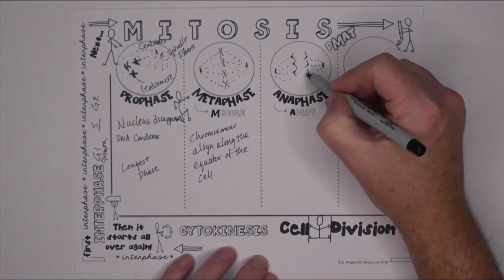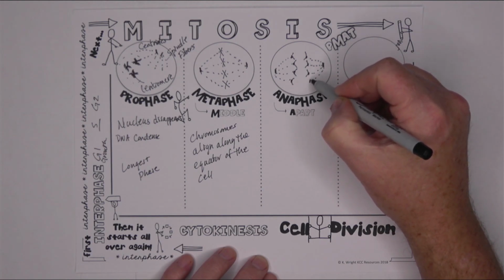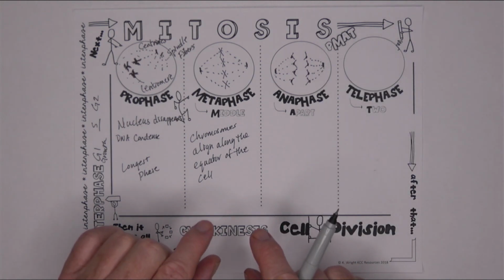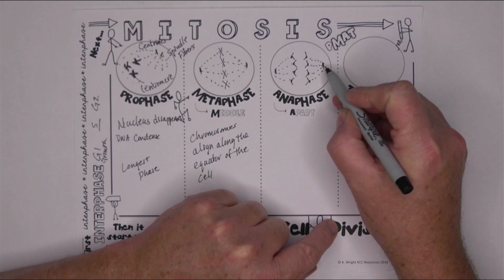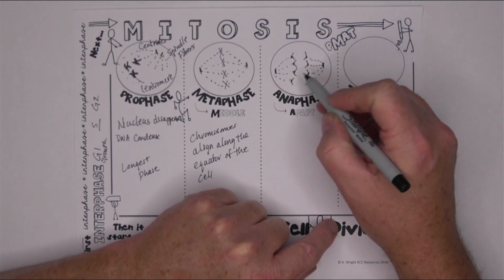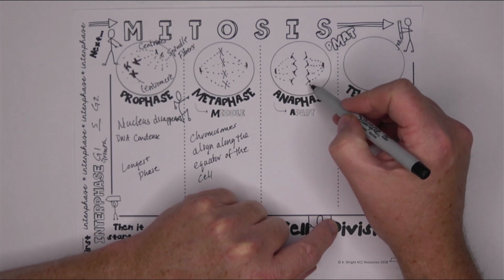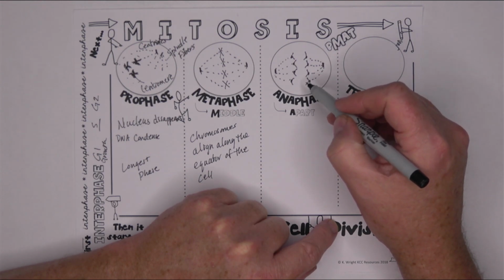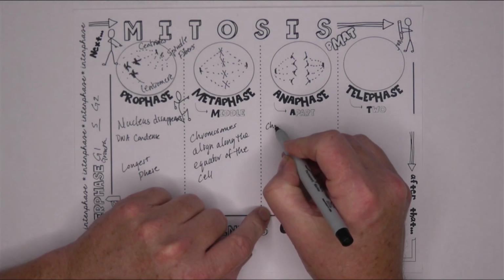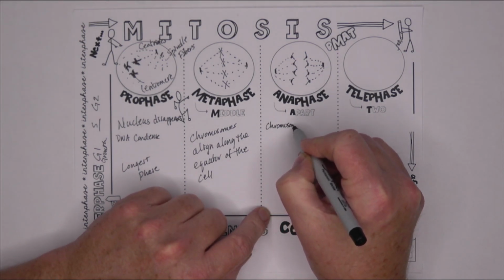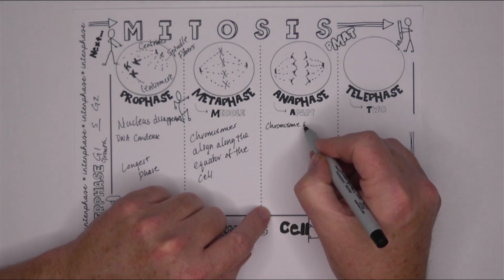And now we can call each of these sister chromatids a chromosome. And because they're moving back towards, it's the centromere that's moving back towards the centrioles to the opposite poles, the chromosomes have this distinctive V kind of shape to them. Okay? So here the chromosomes separate at the centromere.